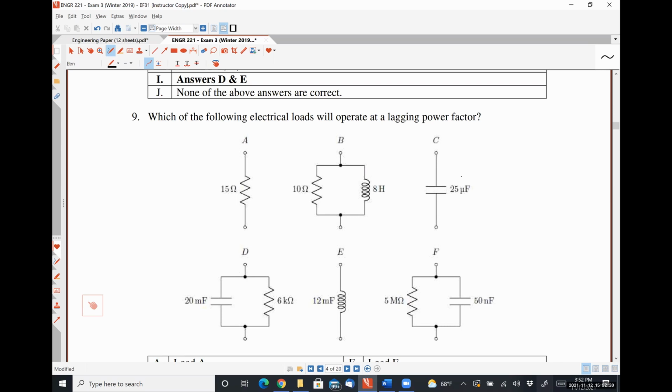So anytime you have resistance coupled with an inductance, it doesn't matter if they're in parallel or in series, you'll always wind up having a lagging power factor. And anytime you have a capacitor connected to a resistor, it doesn't matter whether or not they're in parallel or series, you'll still wind up having a leading power factor.